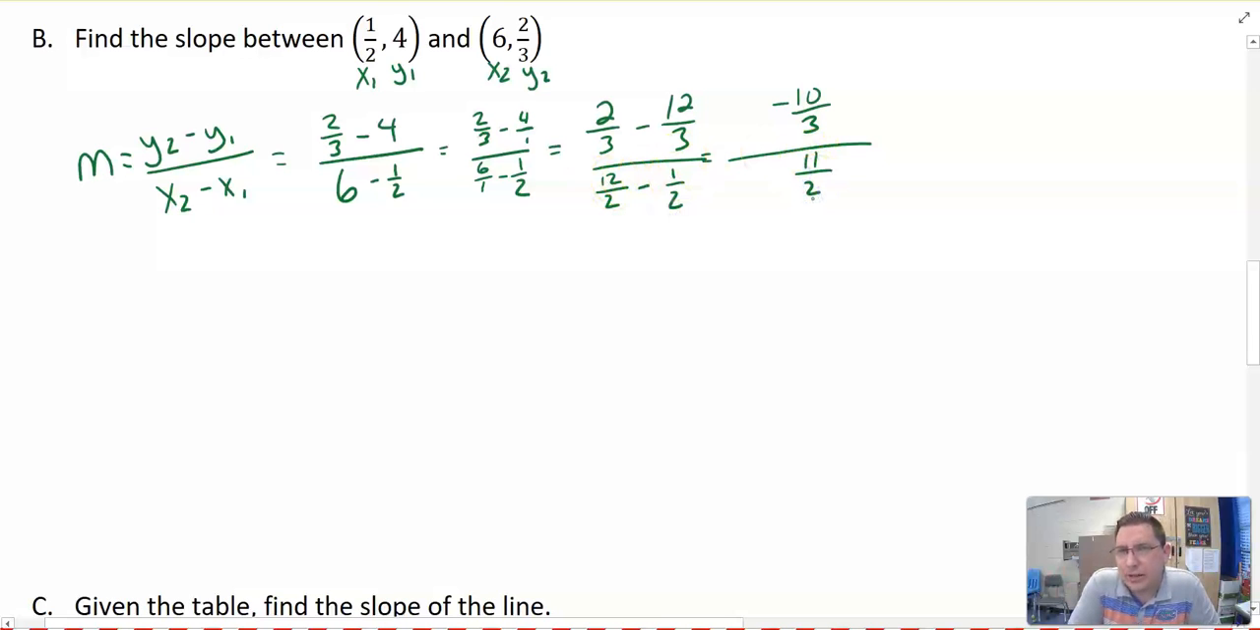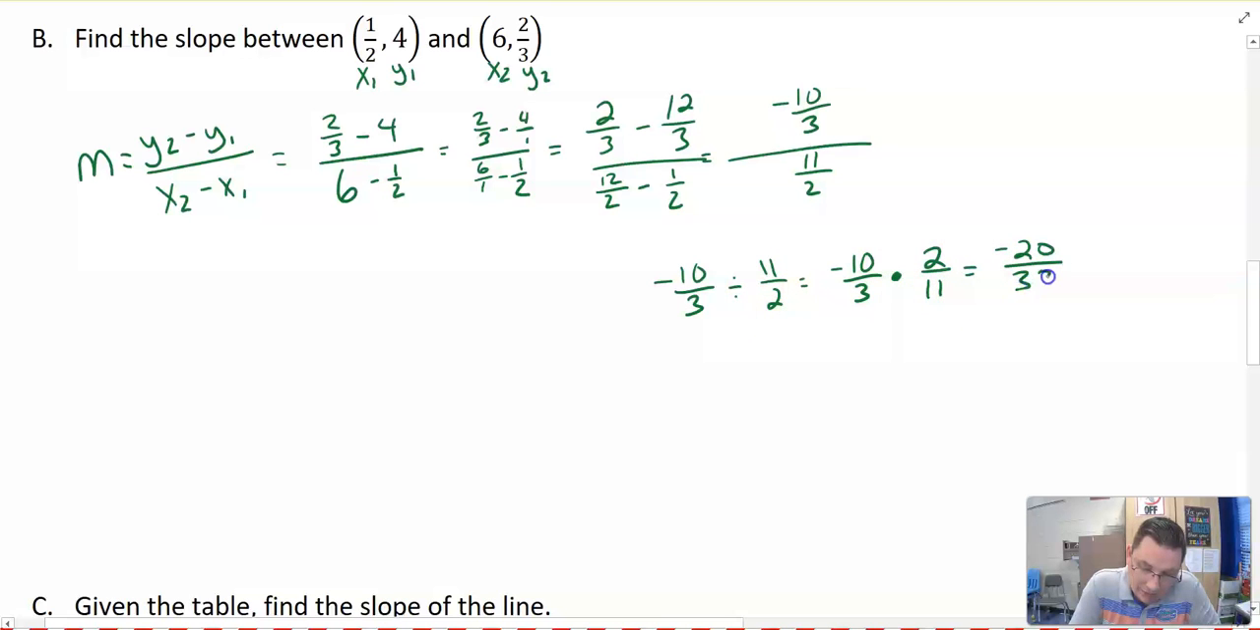Now, we have a fraction divided by a fraction. And remember that the fraction bar in the middle is division. So we can rewrite this problem as negative 10 over 3 divided by 11 over 2. But remember that when you divide fractions, you're really multiplying by the reciprocal. So we're going to keep the negative 10 thirds, make it multiplication, and take the reciprocal of the second fraction, so 2 over 11. Negative 10 times 2 is negative 20, and 3 times 11 is 33. So the slope of the line between (1/2, 4) and (6, 2/3) is negative 20 over 33.